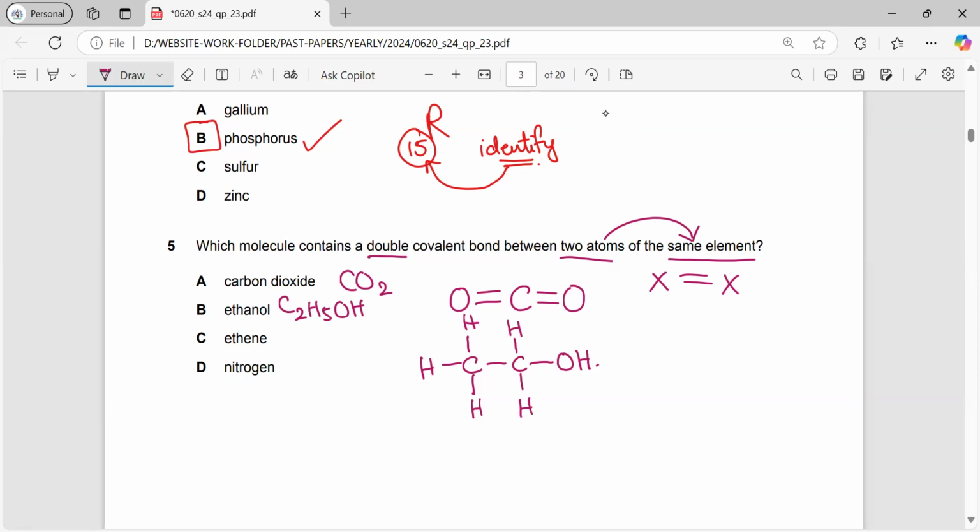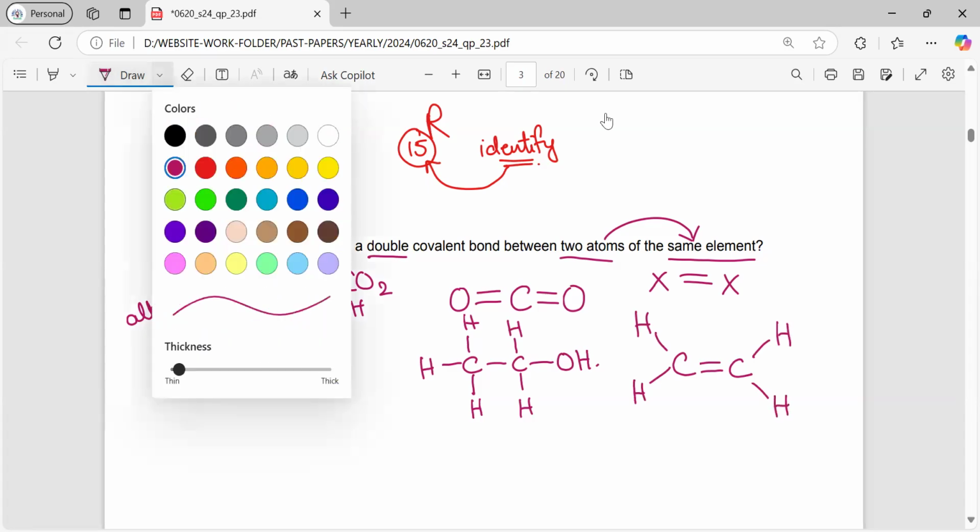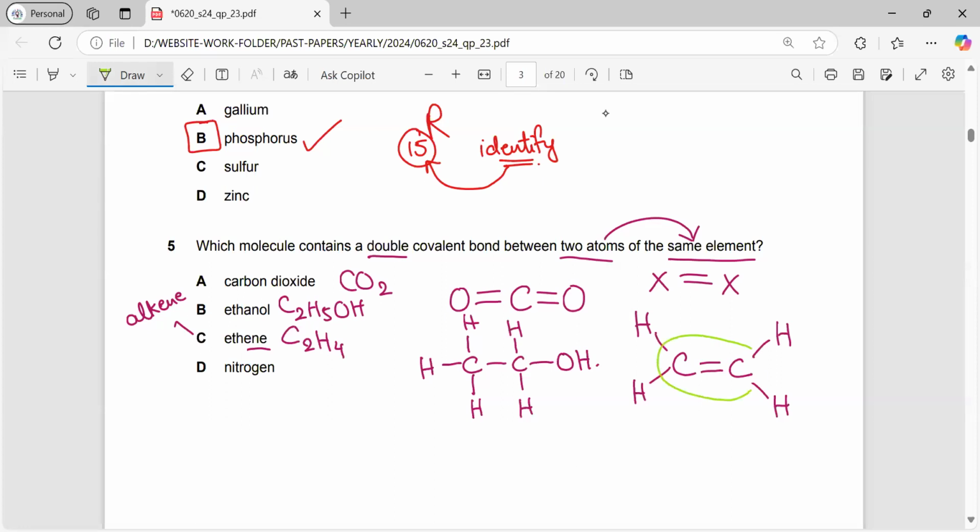Then for ethene, ethene is C2H4. So for the ethene molecule, C double bond C, because it's ene, it's from the alkene family. So it means there will be a carbon-carbon double bond, and then there are 2 hydrogen atoms. So this indicates that ethene has a carbon-carbon double bond, and this is our answer. Ethene.